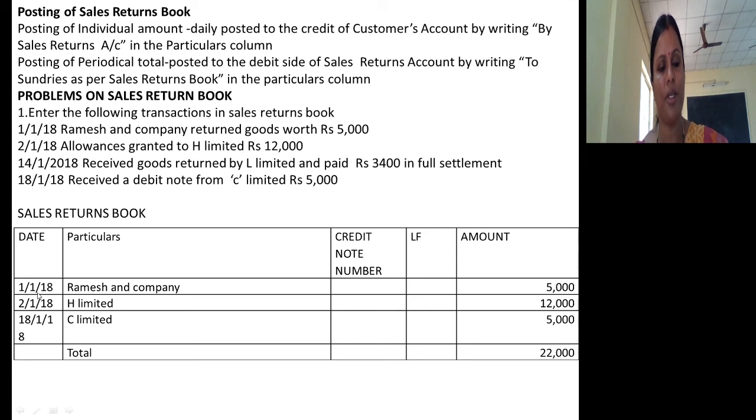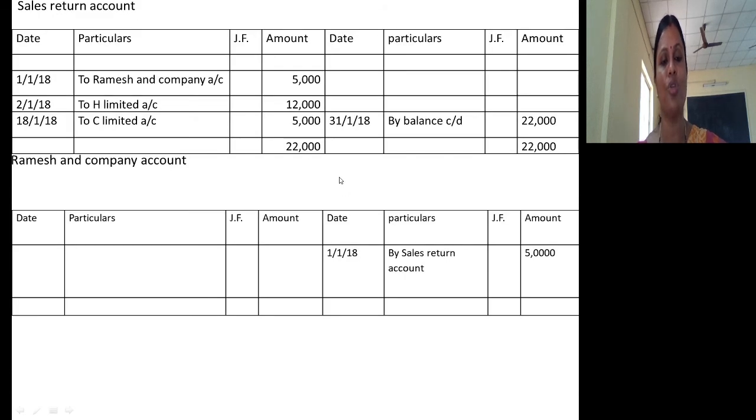You just see, I recorded only 3 transactions here. I have not recorded the 14th one because it is also a transaction relating to sales return, but for which amount was given by firm. Settlement was done in cash, so it will not be recorded. So Ramesh and company 5,000, H Limited 12,000, C Limited 5,000, totally 22,000. Just look at accounts to which I posted entries. So sales return account is debited and all customers from whom we received goods or who returned goods was credited to the extent of totally 22,000.